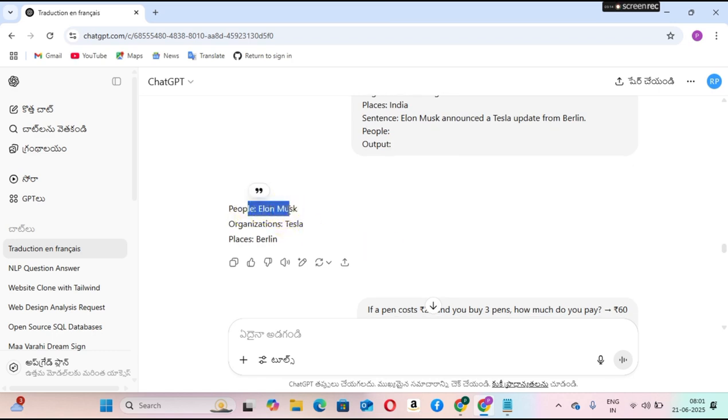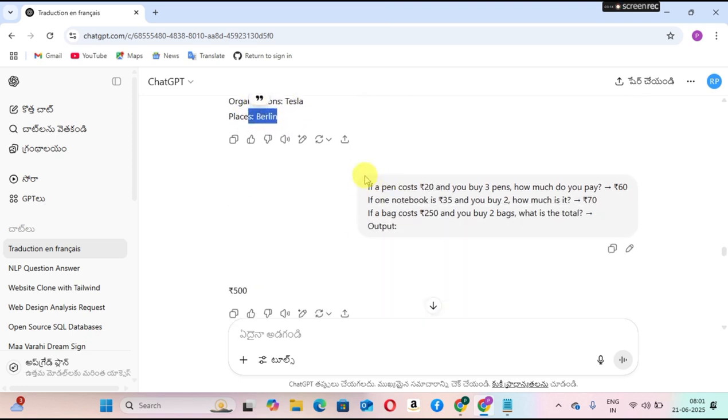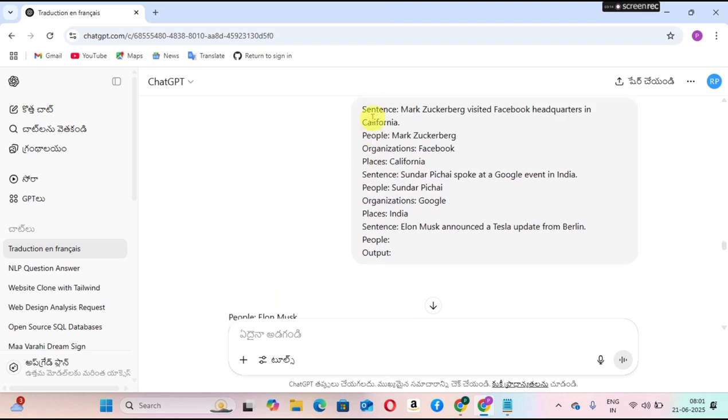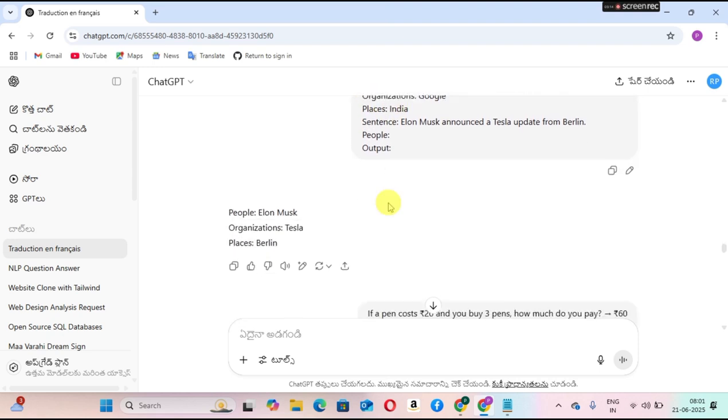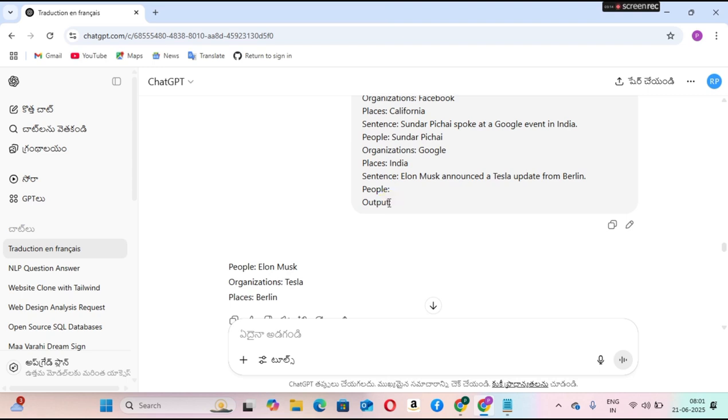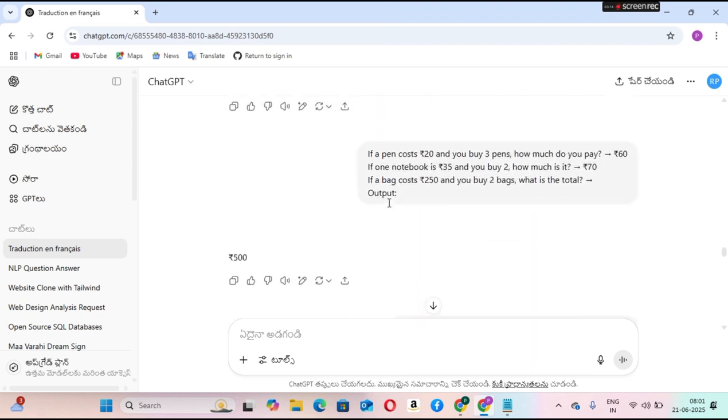So when you hit enter, the AI model gives Elon Musk as people, organization as Tesla, places as Berlin. So here, after seeing two examples, the model correctly followed the same pattern to extract names in the third one. Few shot helps structure answers with complex types.